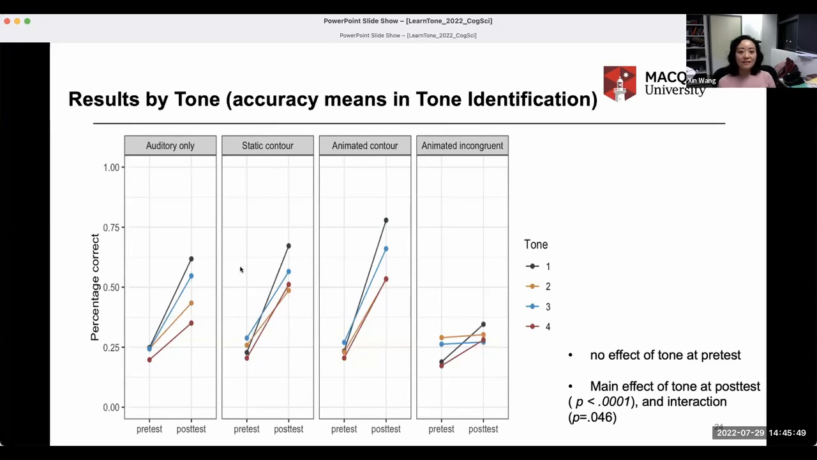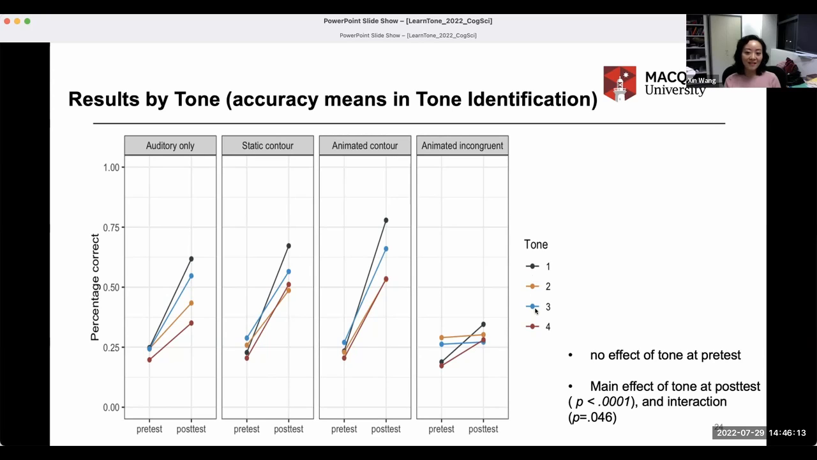We also did analysis on the tones to see whether they perform differently across the 4 different tones. What we found is that there was no effect of tone at the pre-tests. However, there was a main effect of tone at the post-tests. And we found that actually tone 1 and tone 3 were learned much better than tone 2 and tone 4.